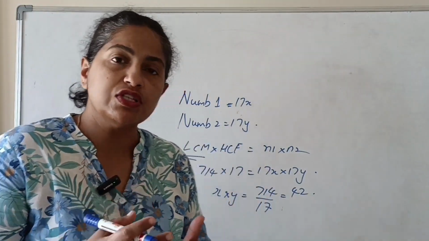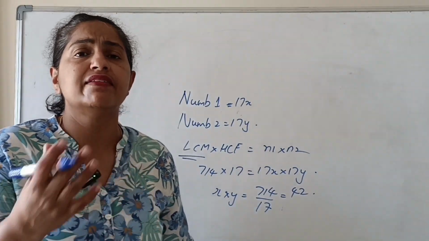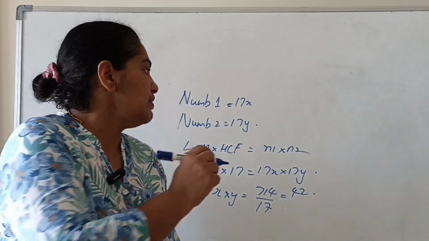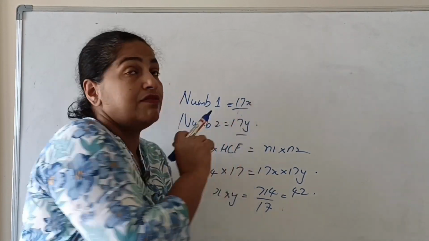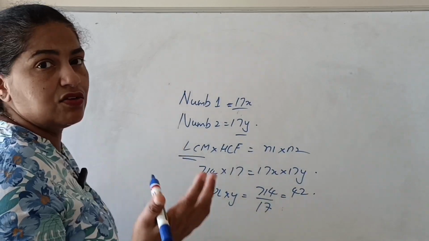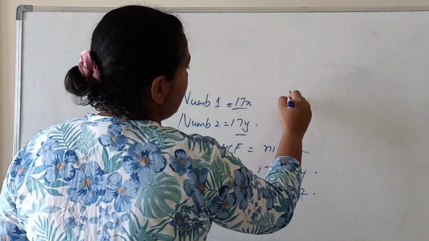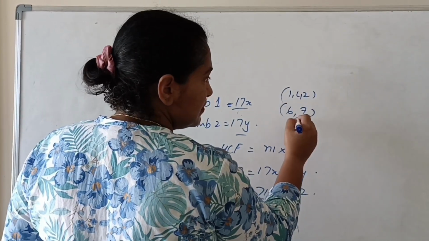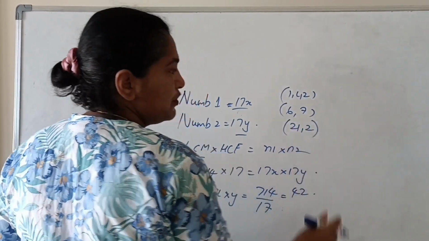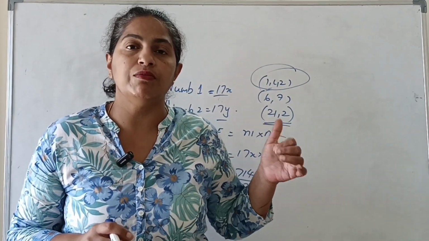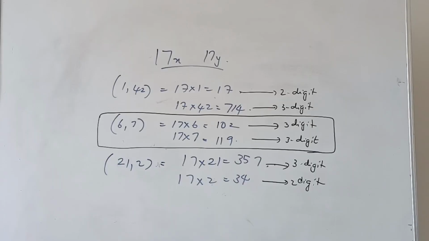So what are the possible numbers that we can have? See, x and y are coprimes according to whatever we have studied so far. Whenever you are representing the numbers in this form, x and y are coprimes. So to give a product of 42, what are the combinations that we can have? One is 1 and 42, 6 and 7. Now you can have 21 and 2. Our task is to decide which set of numbers actually fit our question.